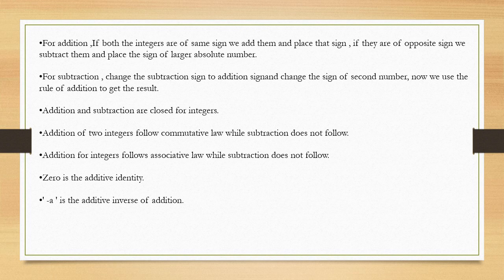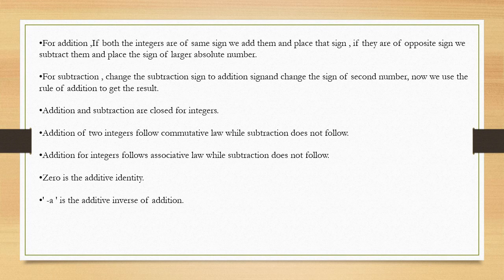What is the basic rule for addition? If both the integers are of the same sign, we add and keep that sign. If one integer is positive while the other is negative, we subtract and we keep the sign of the larger number. For the second mathematical operation, subtraction, we change the subtraction sign to addition sign and change the sign of the second number. Now use the rule of addition to get the answer. Basically, a subtraction problem is converted into an addition problem.